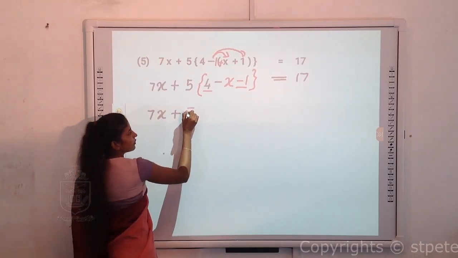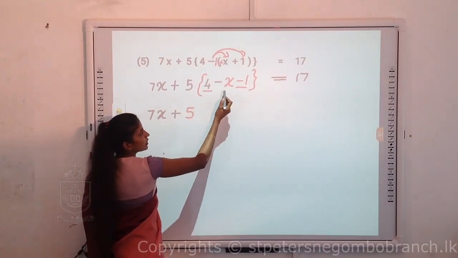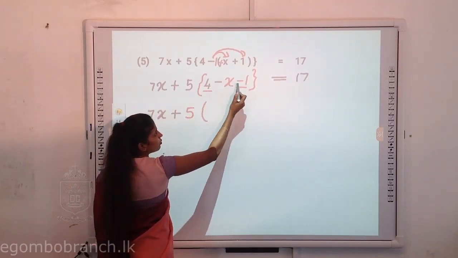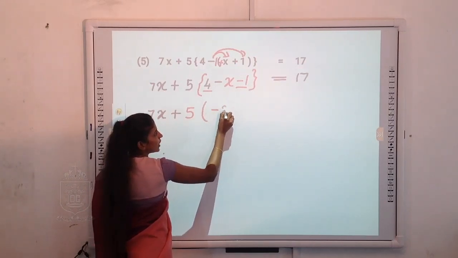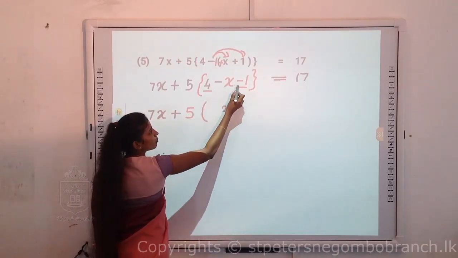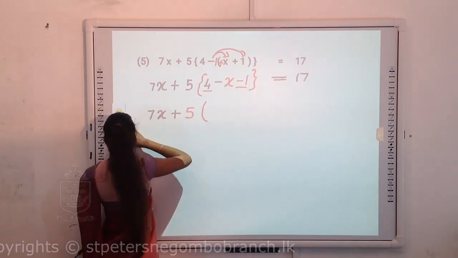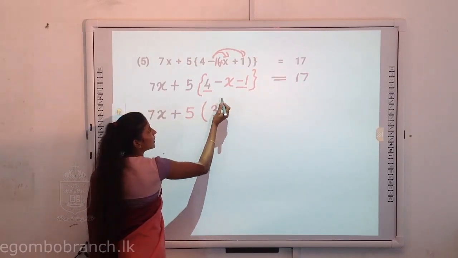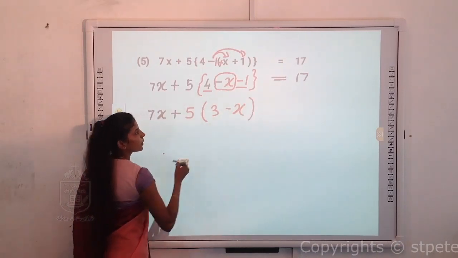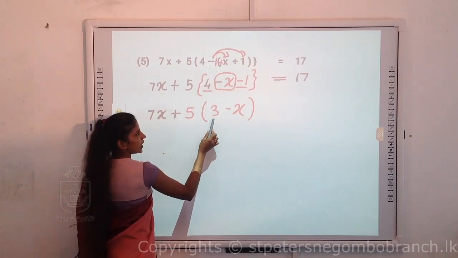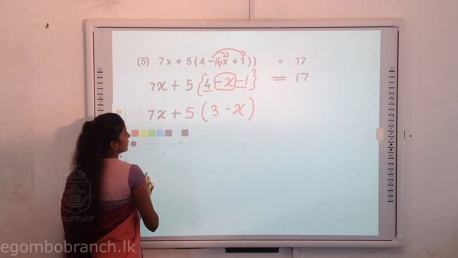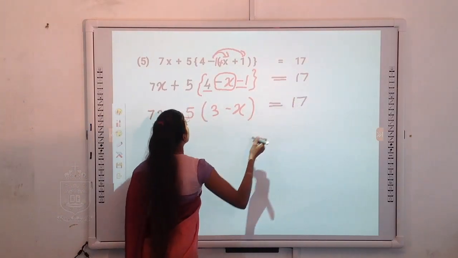So what's the answer? 5 I'm going to take down, and here inside now the bracket is taken down. 4 minus 1, answer is 3. And here what is remaining? Minus x. I'm going to write the remaining number here. I'm taking this minus x down. And I'm going to write 17 on the other side. So let's simplify the rest.